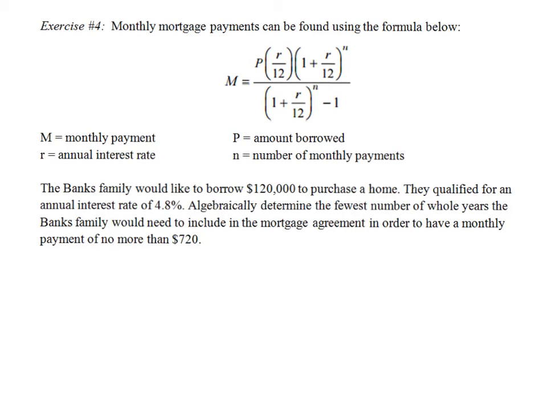So we're going to look today at just a simple application of this monthly mortgage payment. And then next week we're going to be using it a whole lot more in a couple more application problems with both houses and even a car to figure out how much your payment would be. So let's look at the variables. We've got that M stands for the monthly payment. R stands for the annual interest rate. P stands for the amount borrowed. And N stands for the number of monthly payments.